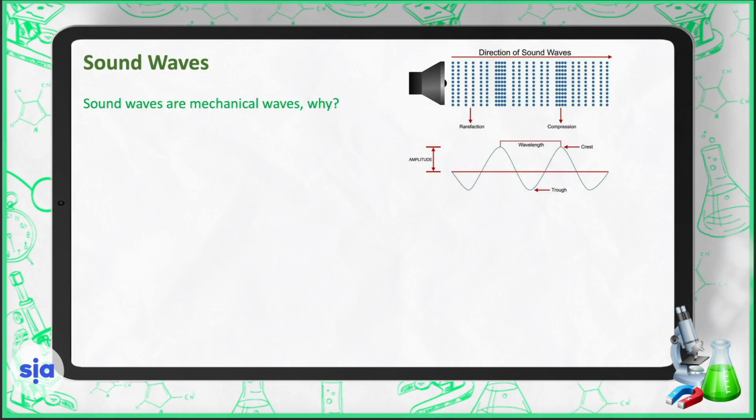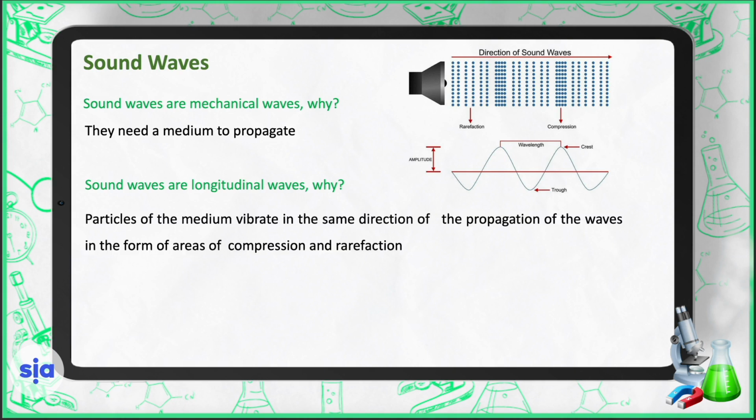Sound waves are known to be mechanical waves. They need a medium to propagate, and they are also known to be longitudinal waves because the particles of the medium vibrate in the same direction as the propagation of the waves, in the form of areas of compression and rarefaction.